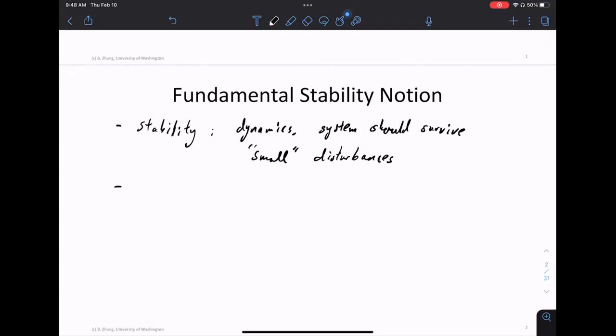So in power systems, the important thing to remember is that what we will always want to do is maintain power balance.